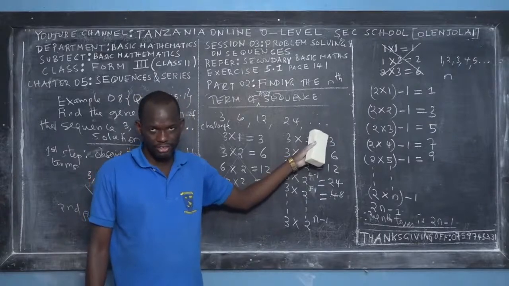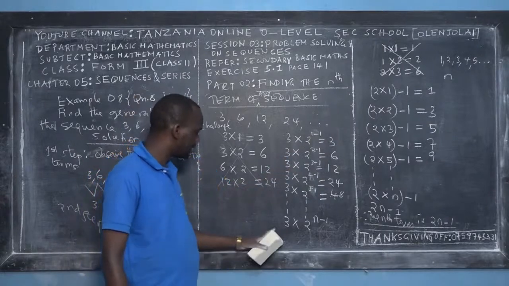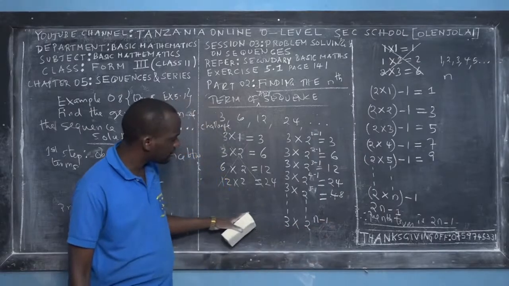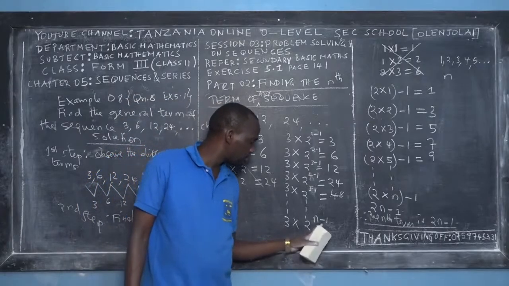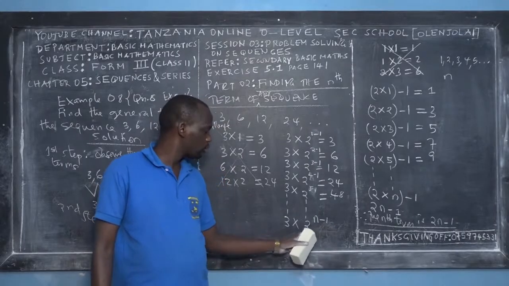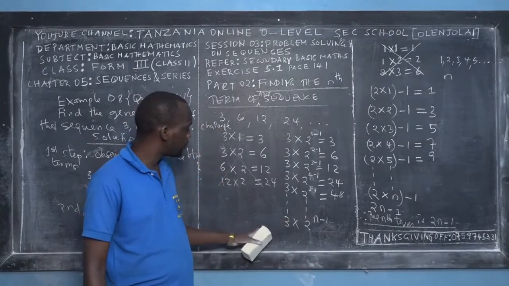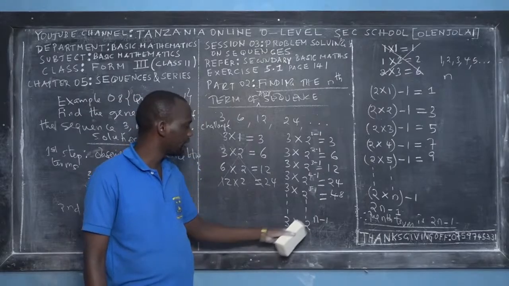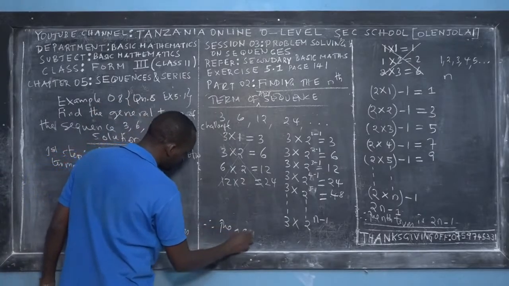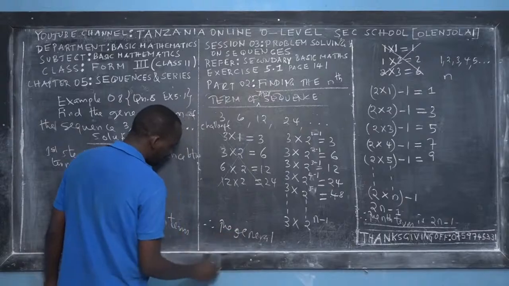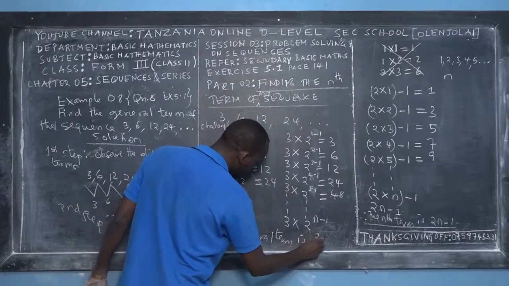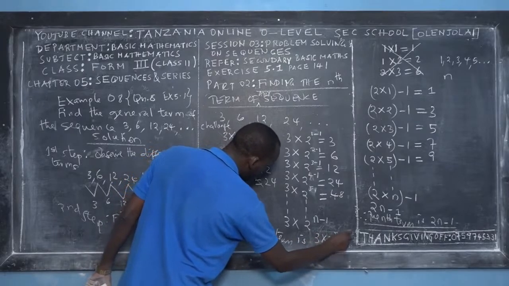So then we say that the nth term now is 3 times 2 power n minus 1. Why? Because if you substitute the fifth term, 5 minus 1 is 4, and 2 power 4 is 16. The general term now is what? 3 times 2 power n minus 1.